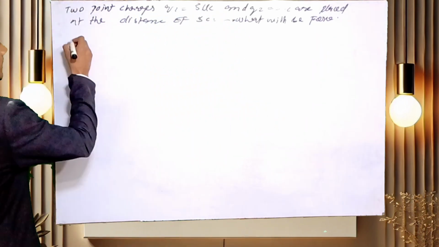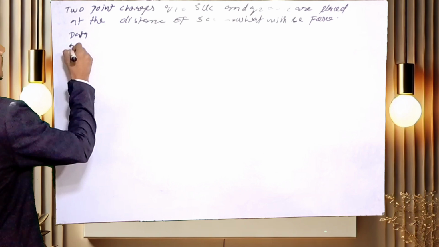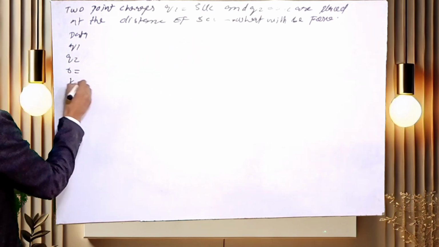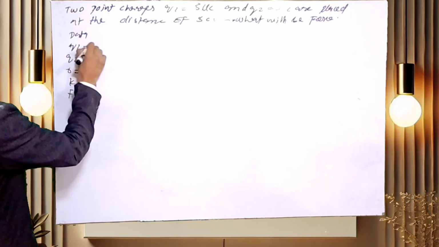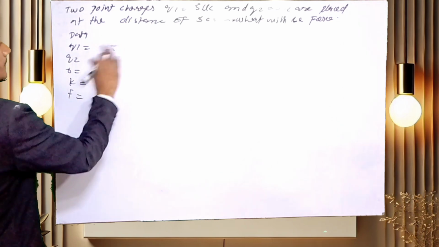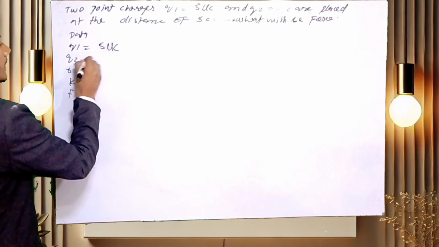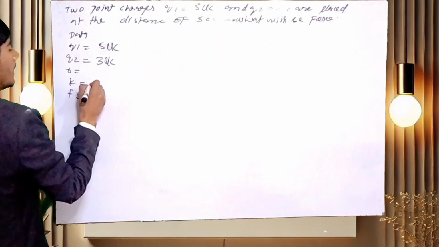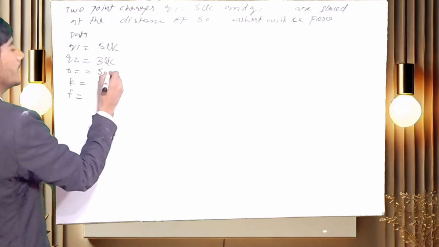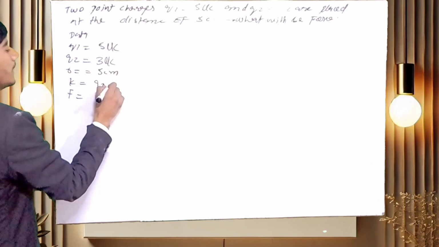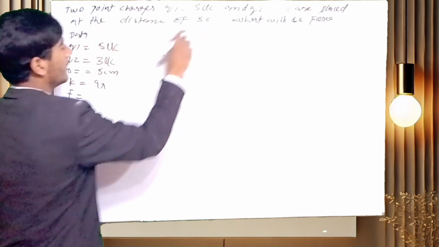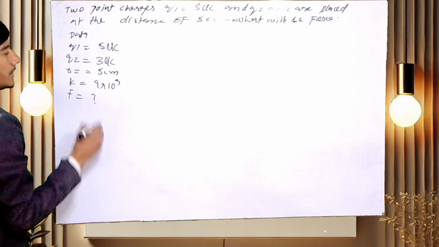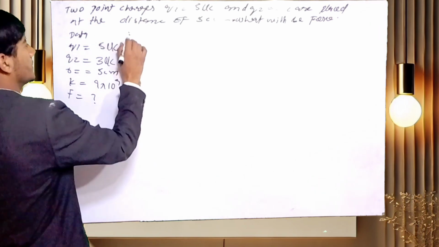We have to write the data: Q1, Q2 and the distance, K and force. Q1 is equal to 5 microcoulomb, Q2 is equal to 3 microcoulomb, and R is equal to 5 centimeter, and K is equal to 9 into 10 power 9, Coulomb's constant, and F is equal to what? Now we have to solve it.